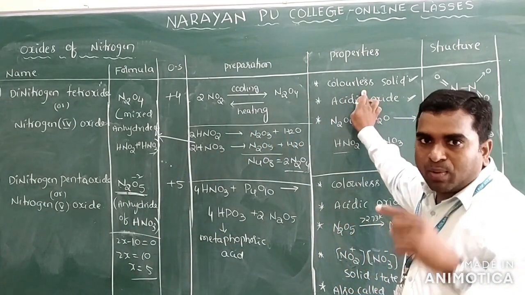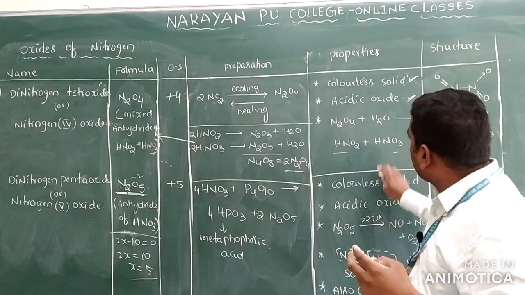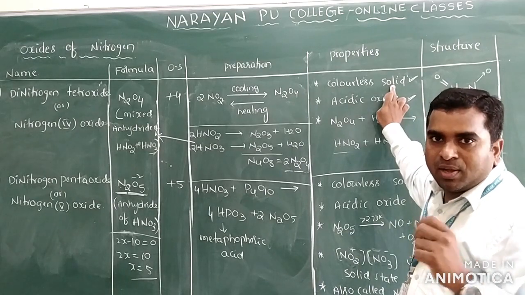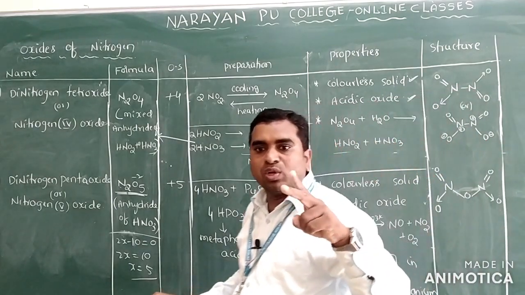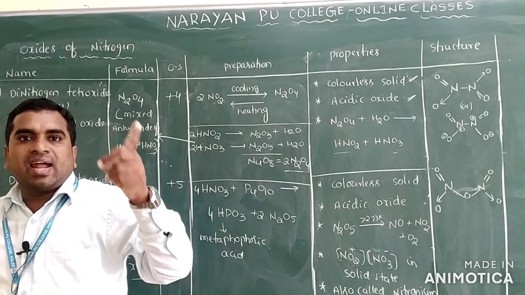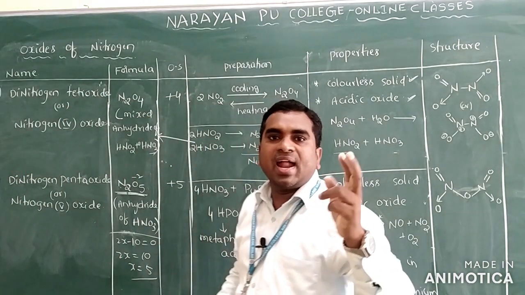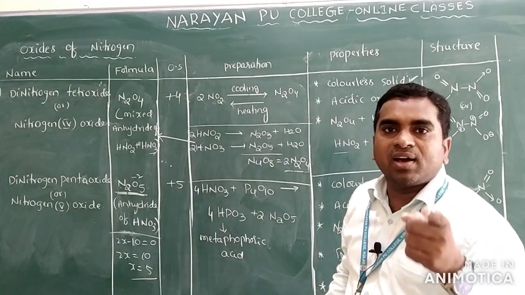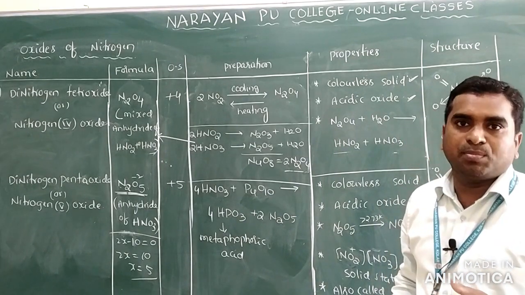Colorless only. The first 2 are gases and the last 2 are solids. The middle 2 are N2O3 and NO2. N2O3 is a blue-colored solid and NO2 is a brown-colored gas. Colors are also important. Clear?